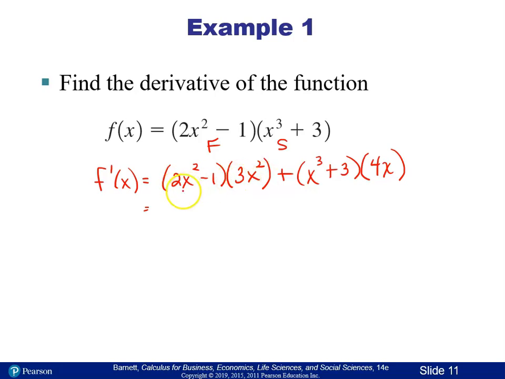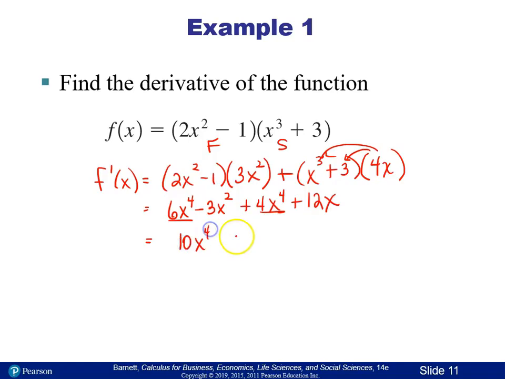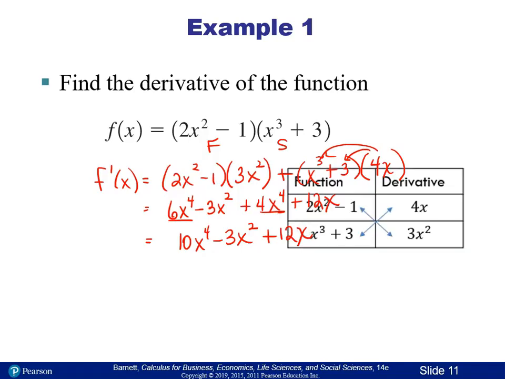So 3x squared times 2x squared will be 6x to the fourth. 3x squared times minus 1 will be minus 3x squared. Here we'll distribute also, and we'll have 4x to the fourth plus 12x. We do have a pair of like terms, and so we'll have 10x to the fourth minus 3x squared plus 12x. And you can kind of see if you wanted to do it in the box, this is kind of what we're looking at here. You've got your two functions and the derivatives, add them together once you've multiplied.